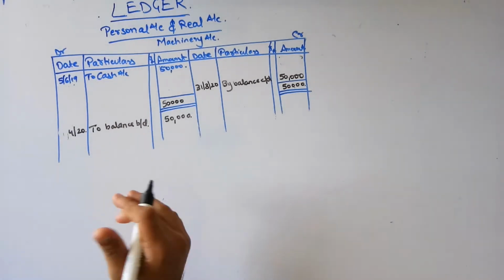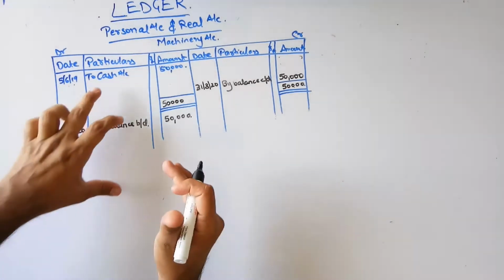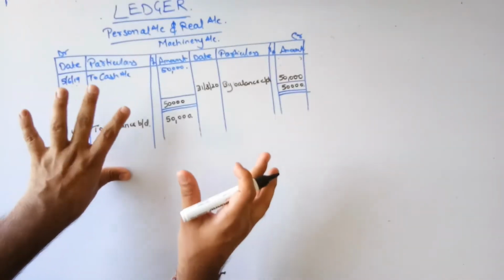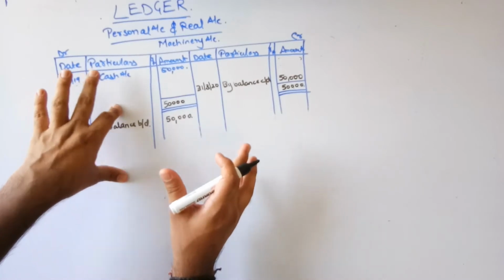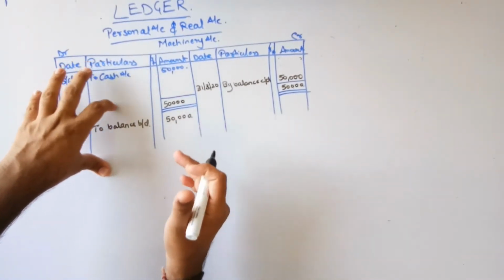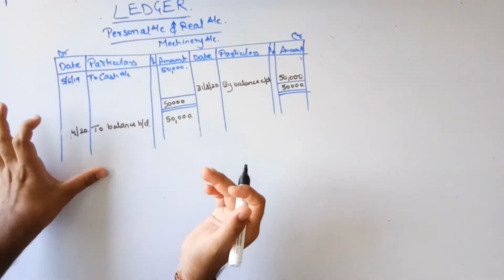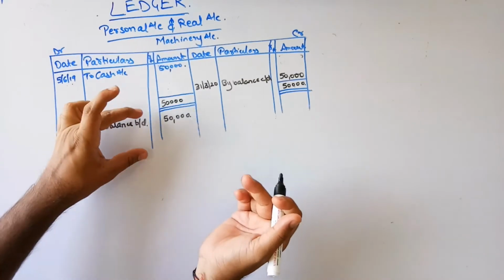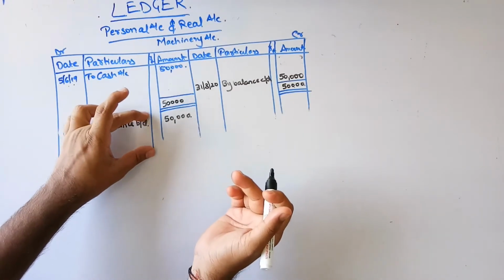Again, I'll take the entire thing with you all. After writing this To Cash Account 50,000, for example, if there are no more entries available for this particular machinery account, what will you do? You will close this account. How do you close this account? Number one step, what will you do? You will draw two lines over here on both the sides. After that, you need to leave at least 2-3 lines in your format.